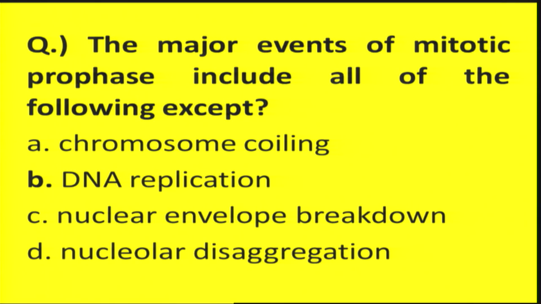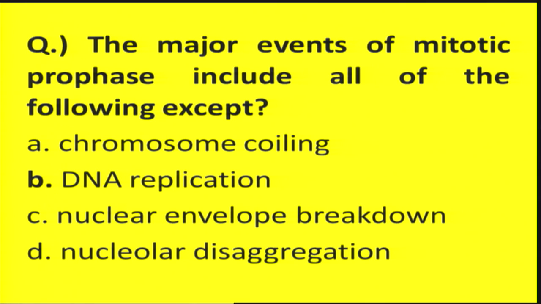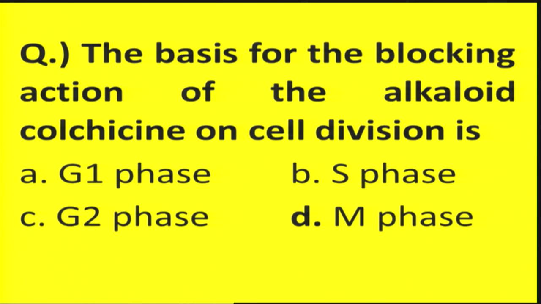Another question that we can see here: the major events of mitotic prophase include all of the following except chromosome coiling, DNA replication, nuclear envelope breakdown, or nuclear disaggregation. We know that DNA replication takes place in the interphase, particularly the S phase. So the B option is correct. This is the event of replication that takes place in the interphase, and it does not take place in the prophase. Rest of all these things take place in the prophase. Now, the basis for the blocking action of the alkaloid colchicine on cell division: the stage would be M phase, and the basis would be that it interferes with the spindle fiber formation.